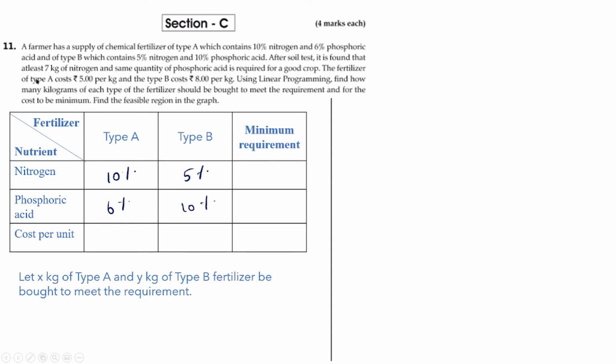After soil test, it was found that at least 7 kg of nitrogen and same quantity of phosphoric acid is required for a good crop. So minimum requirement of nitrogen is 7 kg and phosphoric acid is also 7 kg. Here fertilizer of type A costs rupees 5 per kg, and type B costs rupees 8 per kg. We need to formulate this as an LPP and find the feasible solution. So let us take, let x kg of type A and y kg of type B fertilizer be bought to meet the requirement.